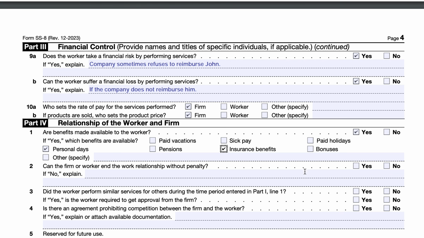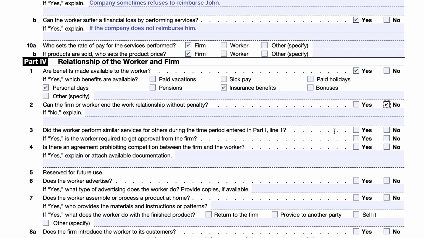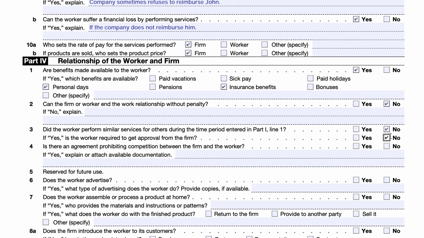Can the firm or worker end the work relationship? Sure. Let's just say that it's a no-fault state. Either party can just leave it with 2 weeks' notice. Did John perform similar services for others? No. Was he required to get approval? Is there a non-compete? Maybe. Let's just say that there's a non-compete in place.